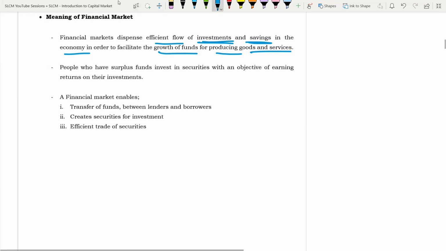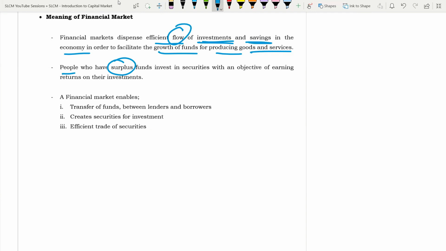So the financial market will help flow of investments and savings from the people who have it, that is nothing but the investors, to the people who want it, that is nothing but the business houses, or in certain cases, government entities. So people, whoever have surplus funds over and above their expenditure, whatever they require for their day-to-day living expenses, whatever they want for their luxurious life, after that, whatever is left, that is called a surplus fund.